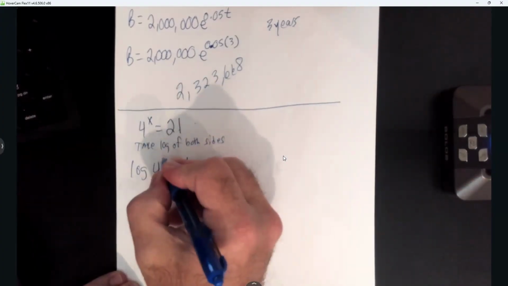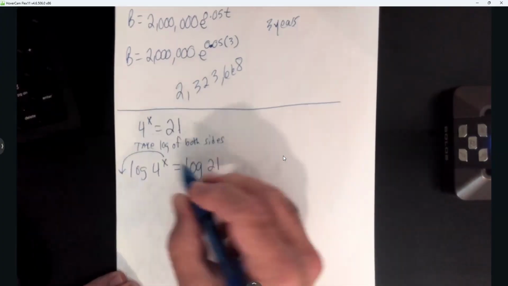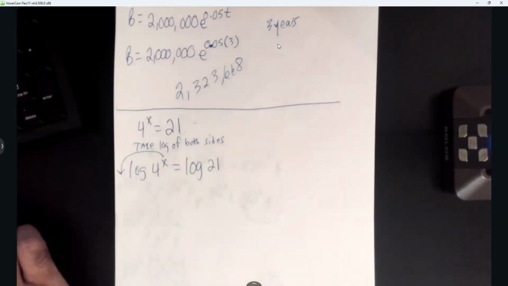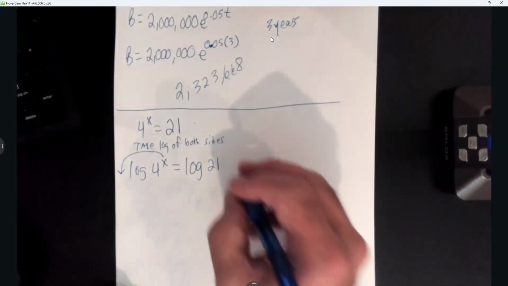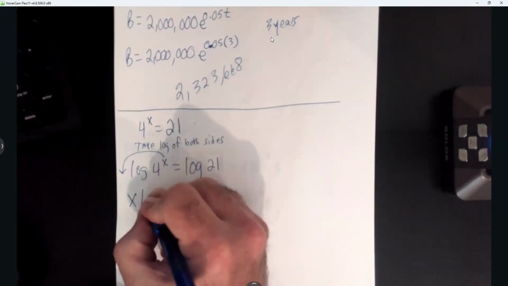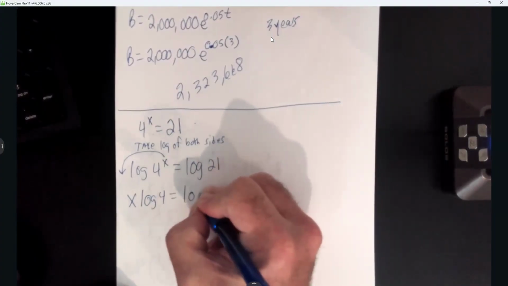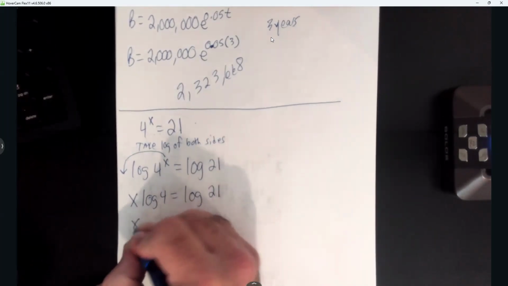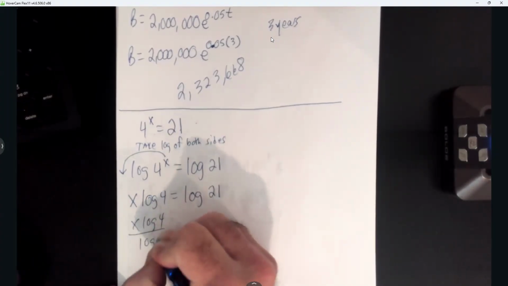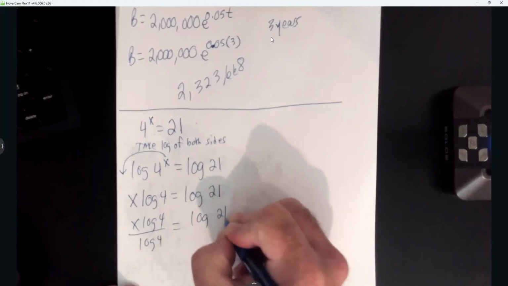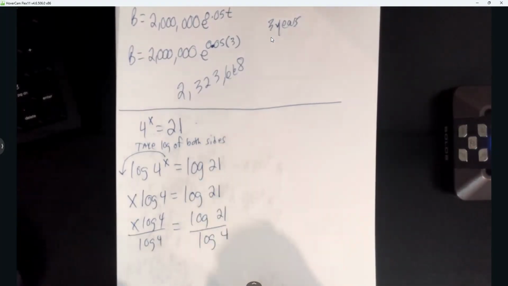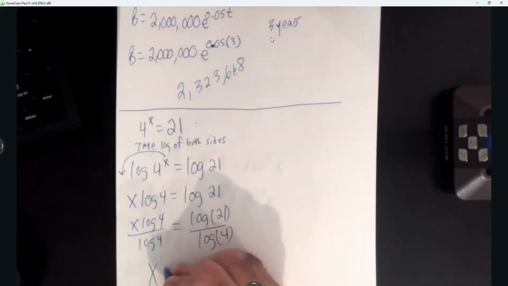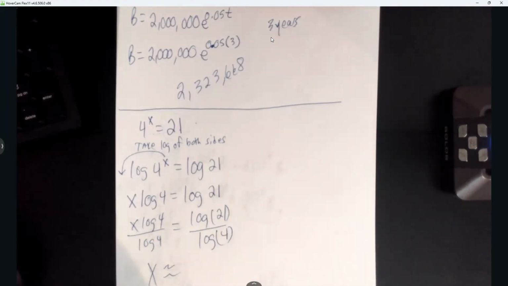Now the reason we took a log is because of the power rule. I can now bring that x down to the front. So I can bring my x to the front and I get x times a log of 4 equals a log of 21. All right, y'all, last step, divide both sides by log 4. Now just remember, close these parentheses on these logs. So x will be approximately whatever we get out of these, okay?